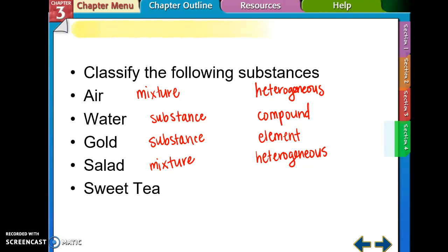And then sweet tea. It's definitely going to be a mixture because it's not always a uniform composition. And I can pull it apart through physical means. I'm going to go with the fact that since the sugar is distributed evenly throughout most of the time, like if you actually make sweet tea, not like get unsweet tea at the restaurant and stir the sugar in, but if I've actually made sweet tea, then I'm going to go with the fact that it's going to have uniform sugar throughout, and so it's going to be a homogeneous mixture.